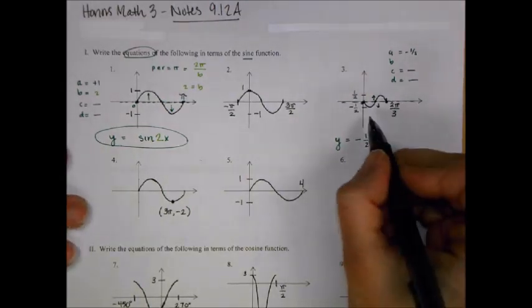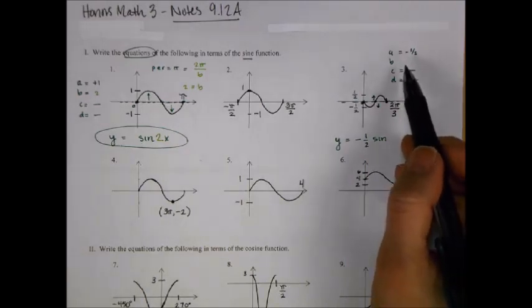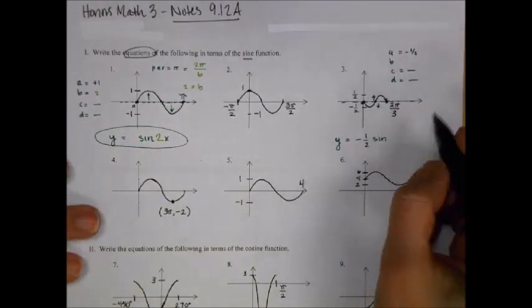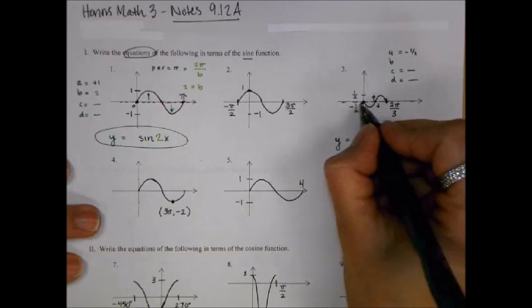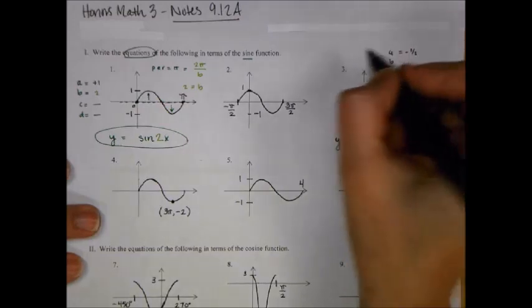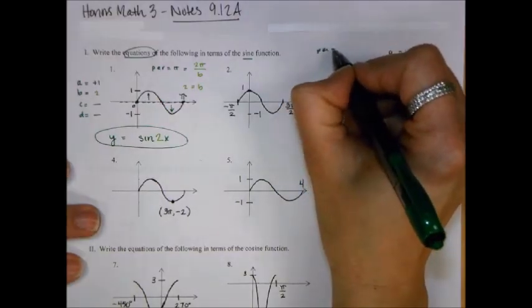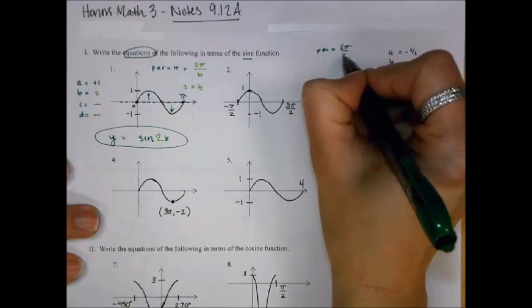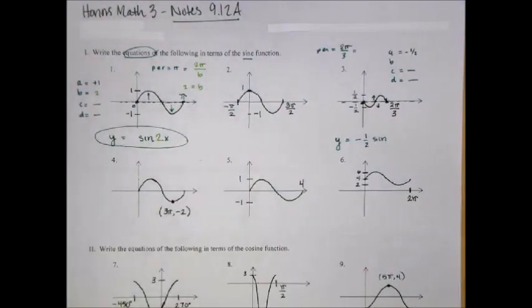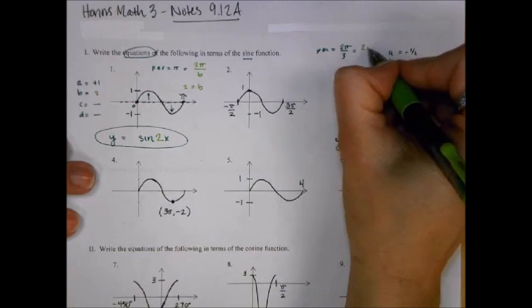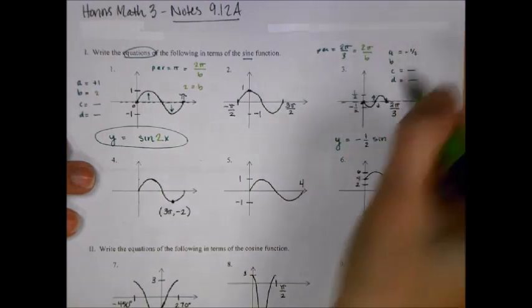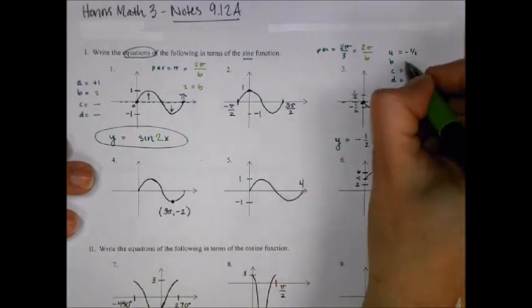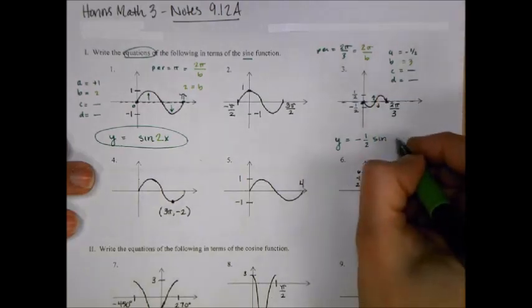The only other thing we need is the value of b that affects the period length. So notice beginning to end from 0 to 2 pi over 3 is a distance of 2 pi over 3. So we'll set this equal to our formula for period length, 2 pi over b. And we can see here that b is 3. So we plug that in, bx.